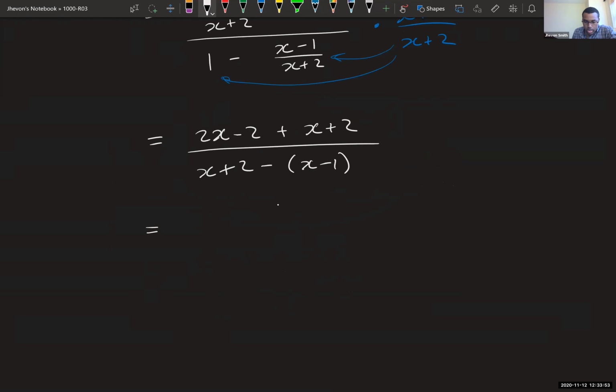So now you'd realize here I have minus 2 plus 2, so that goes away. And I would have 2x plus x. So that's 3x on top. On the bottom, I would have x minus x, so the x's go away. And then I would have a 2 minus a minus 1, which gives me a positive 3. And those cancel. And so we get x.